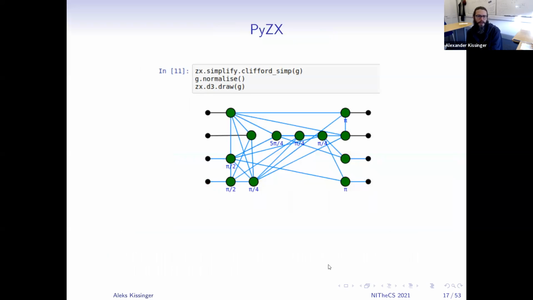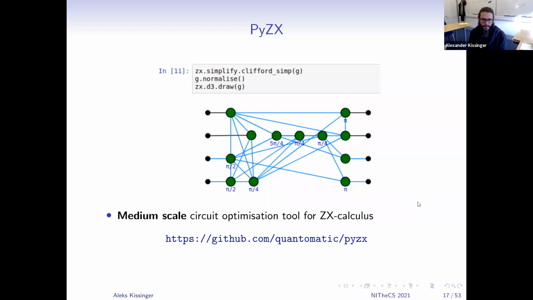A step up, and maybe something that's more specific, but has also been more successful, is a tool called PyZX. So this is like PyZX or physics without the H in it. And this is basically a Python library, which is a medium scale circuit optimization tool. This thing is quite easy to work with, and it's very hackable and also quite fun. So we use this for teaching as well.